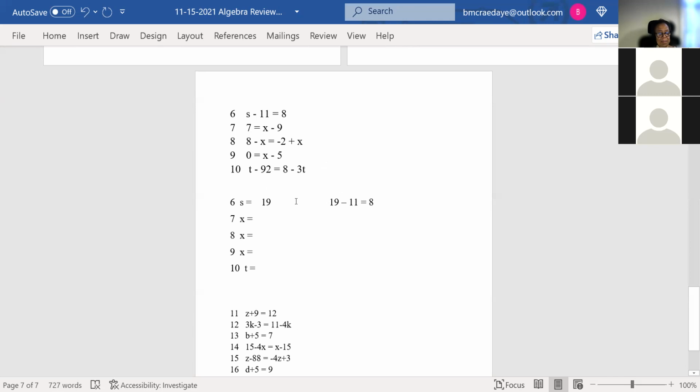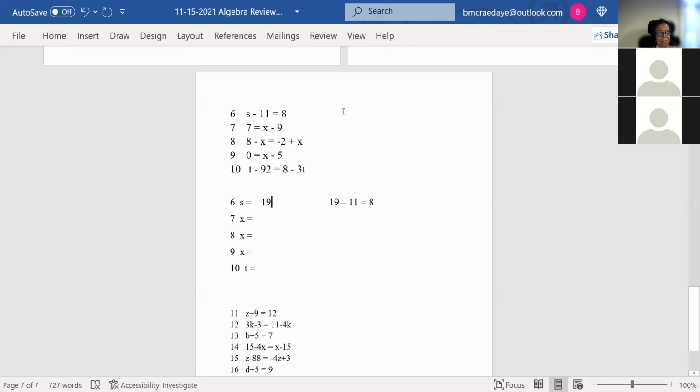Got it? In other words, this says subtract 11 from the variable S and get 8. That number can only be 19, because 19 is the only number you can subtract 11 from and have 8 left. You got it? So S minus 11 equals 8.